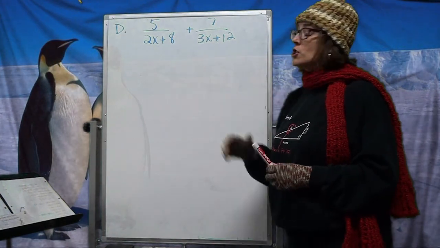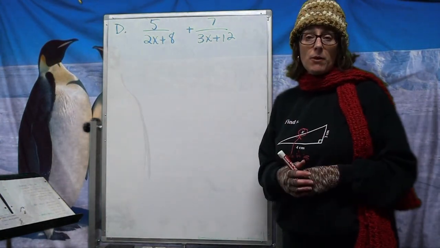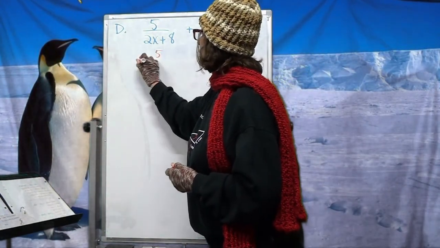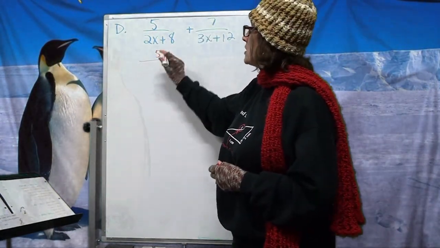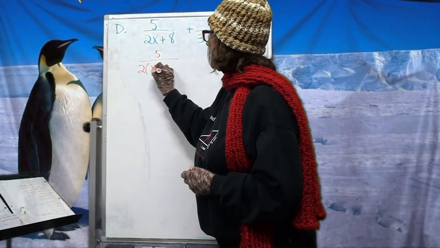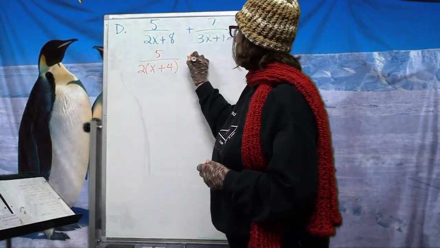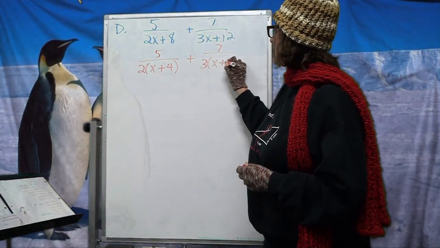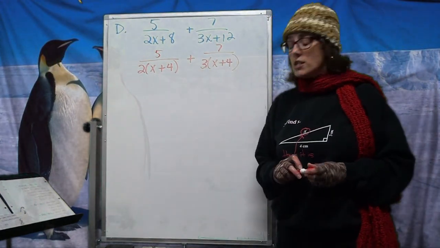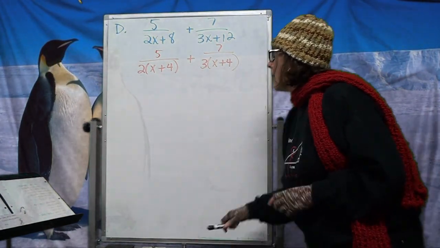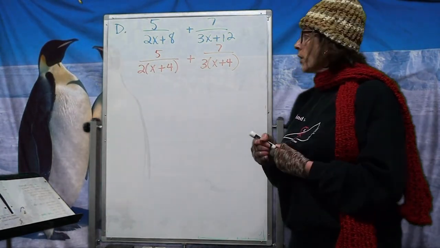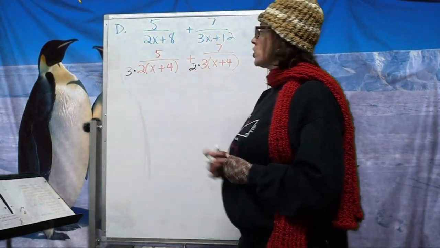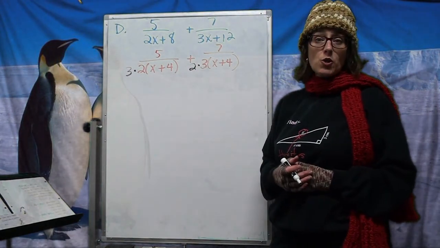So I'm looking at these two, and I need to figure out what they each need to make them look alike. That means I need to factor each one of those denominators. This denominator, I can take a 2 out, which leaves me with x plus 4. This one, I can take a 3 out, and that leaves me with x plus 4. So both of them have an x plus 4, so this one needs a 3, and this one needs a 2. Now all my denominators are the same.